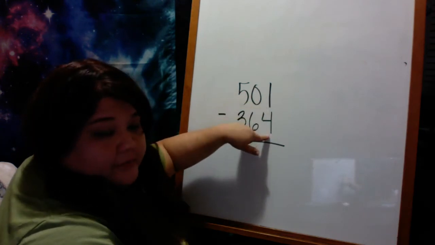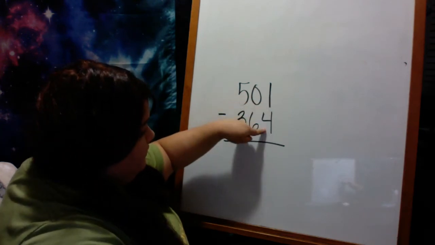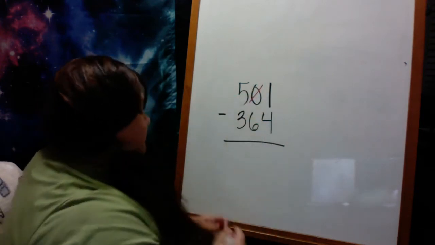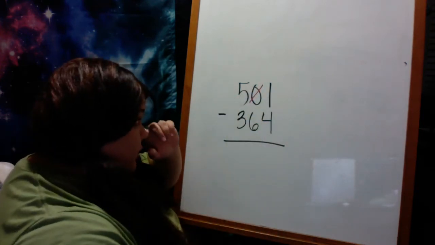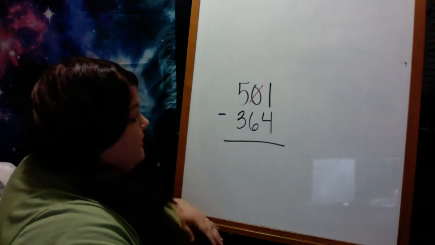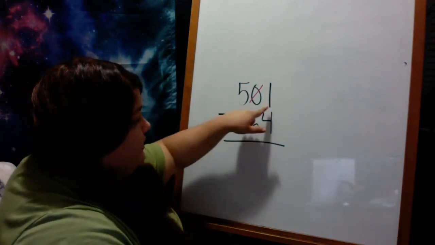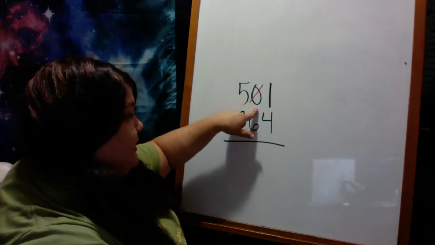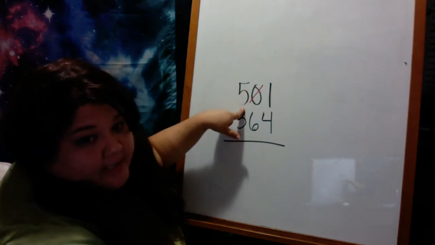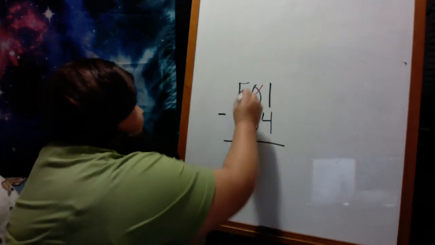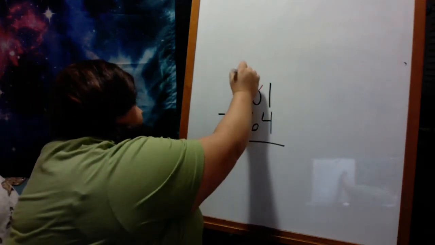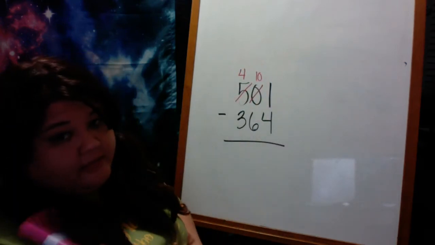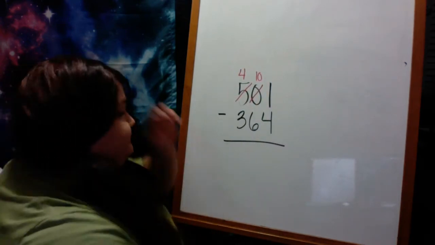1 minus 4. Is there more on top or more on the floor? There's more on the floor, so I got to go next door and get 10 more. But oh no, they're broke. And the way I like to remember it is I don't have enough, so I'm going to ask Mom. But Mom doesn't have enough either, so she's going to ask Dad. And Dad's like, yeah, I'll give you some. So Dad takes his and gives it to Mom. I did not ask Dad, so Dad's not giving it to me. He's giving it to Mom.